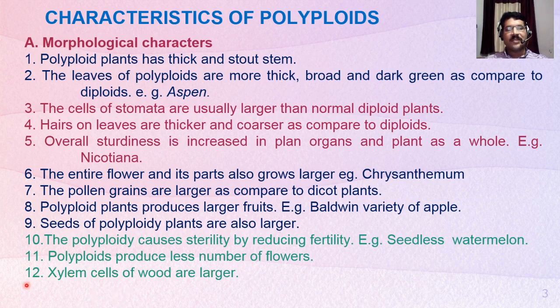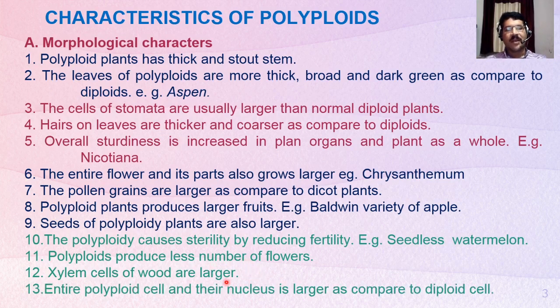Then if we see anatomical features, xylem cells of wood are larger in polyploids as compared to diploids. Then the entire polyploid cell and its nucleus are larger as compared to diploid cells. So in summary, the morphological characters of polyploids are different from those of diploid plants, and each and every part of the plant is larger than in the diploid plant. These are very important morphological characteristics of polyploids.